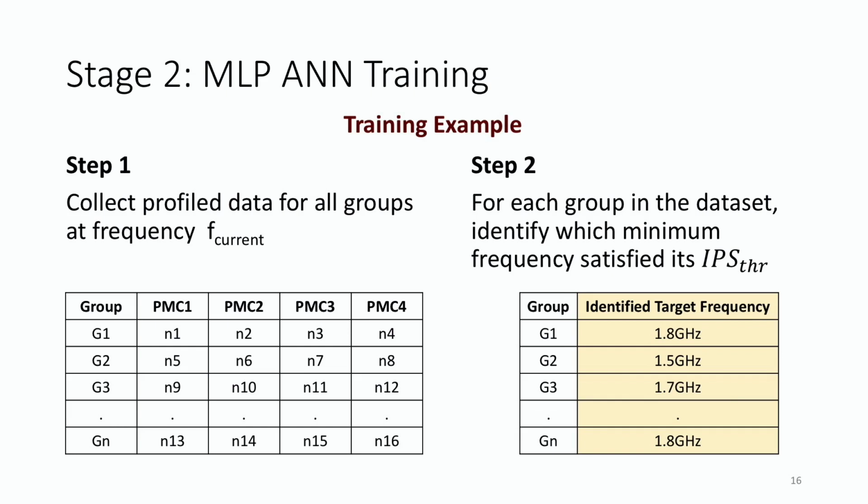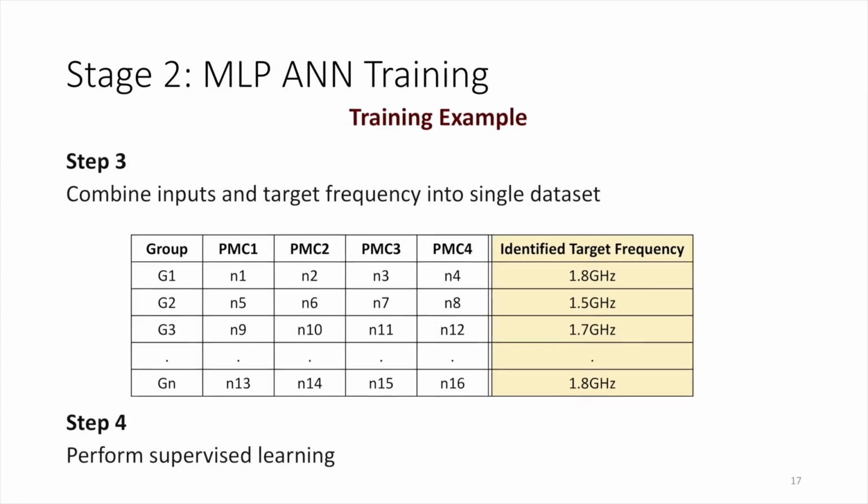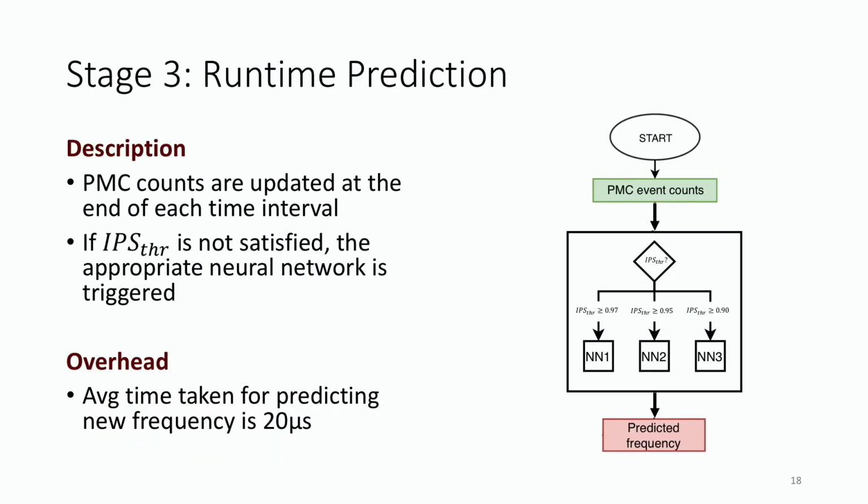To construct the training set, we sum the per-core values of each selected event. For each group of applications in the training set, we identify the minimum frequency at which the required performance is achieved. Next, we combine the target frequency of each group with its input vector and perform supervised learning using the Orange data mining application. We save the final weights for use in the next stage. The trained neural networks are converted to lookup tables for use at runtime.